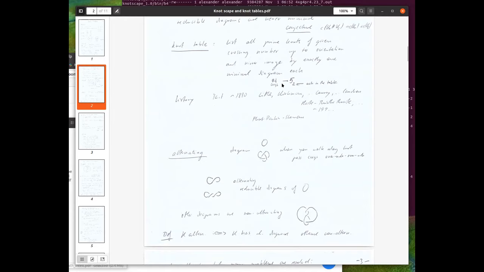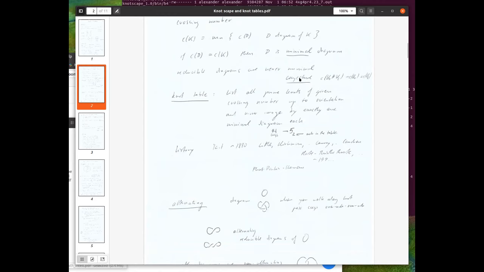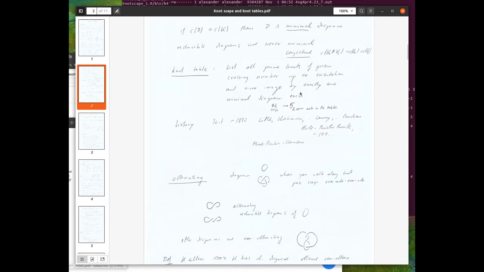And the notation is something like this. The standard way of writing knots from the table is you have a big number, which is the number of crossings, and then a small index, which is the number in the table. So this means this is the second knot with five crossings in the table. The question of how you order them is a separate story. I explained that there is a lot of chaos with these orderings, but let me not talk too much about this now.